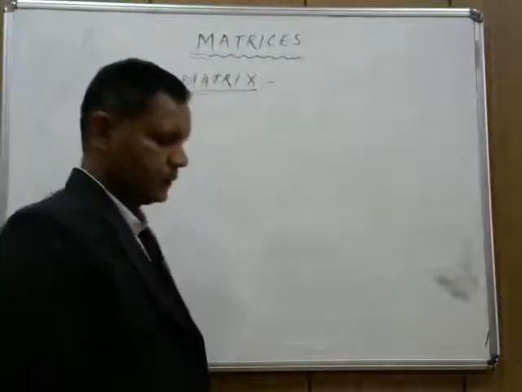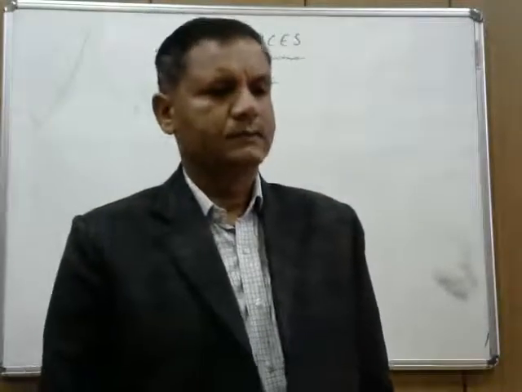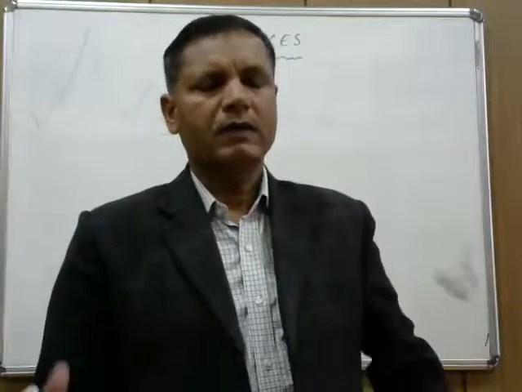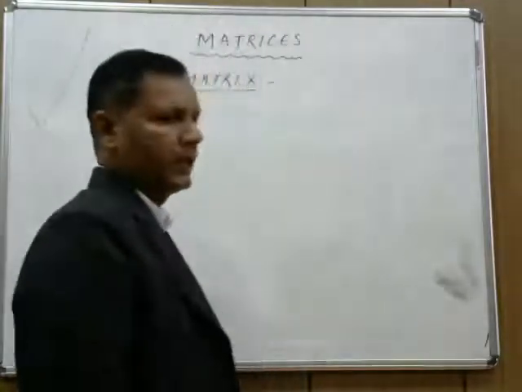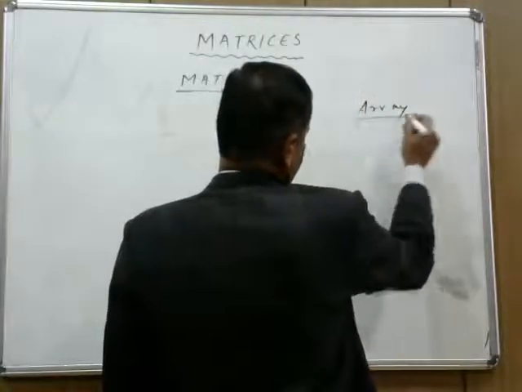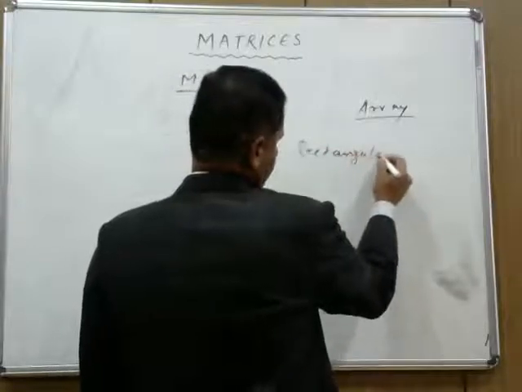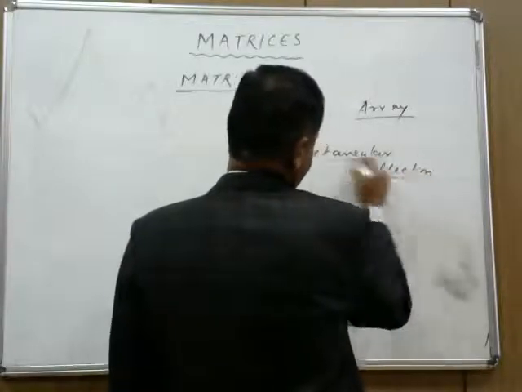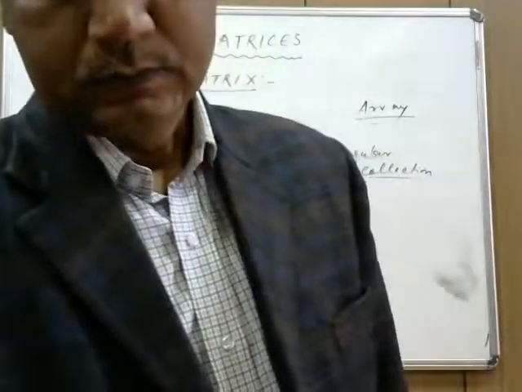Matrix is just a collection of numbers. It can be real numbers, it can be complex numbers. But the collection should be a rectangular collection or rectangular array. You can use the word array also. Array or rectangular collection of the numbers, right?